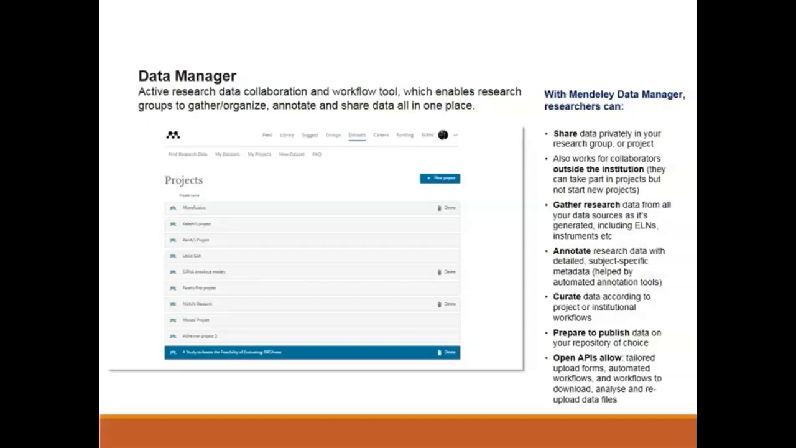The most recent project I created is associated with the data set that I had recently created. So I actually want to go into this project and find out more. Now, do keep in mind that the data on the project can stay private. You can invite collaborators outside the institution. They cannot start new projects, but they can take part in an existing project that you've invited them to. And like I mentioned before, you can associate multiple data sources with your project, even ELNs. And then annotation of research data can be done here, and then curation can also be done here as well.